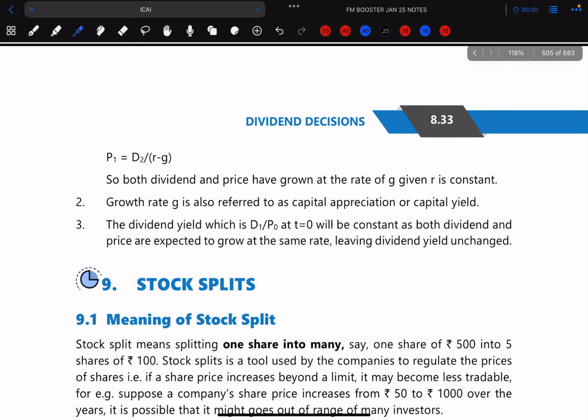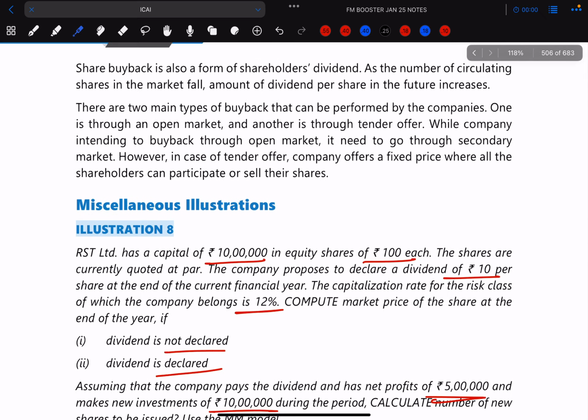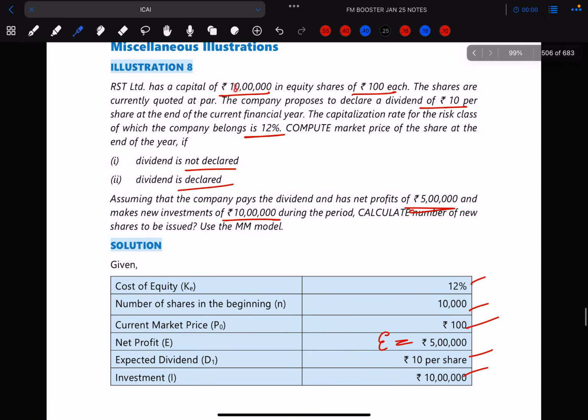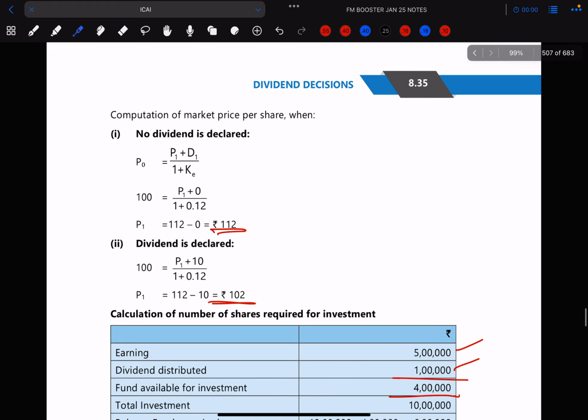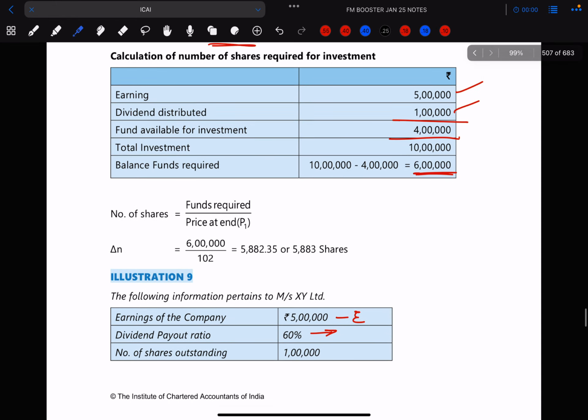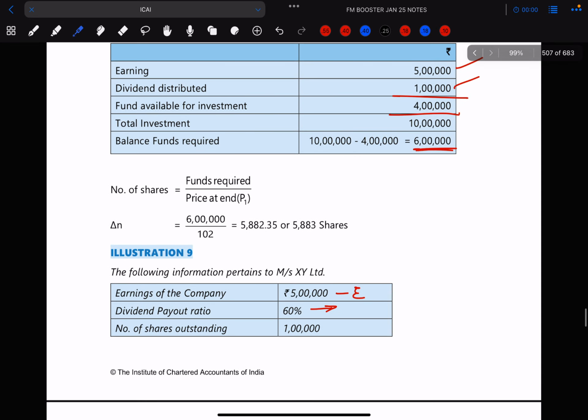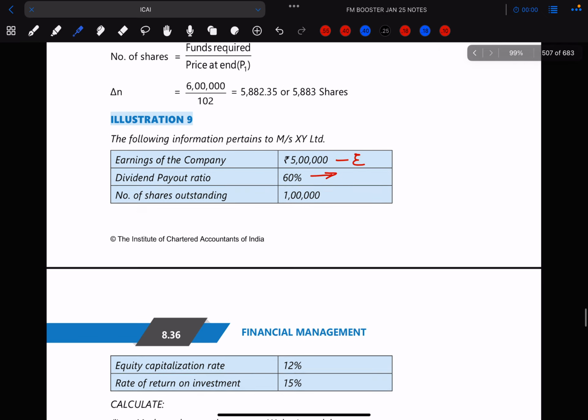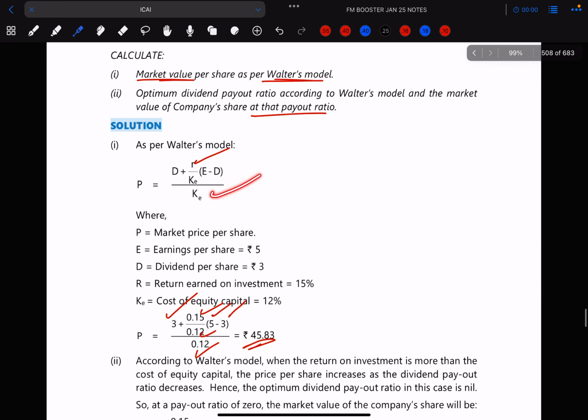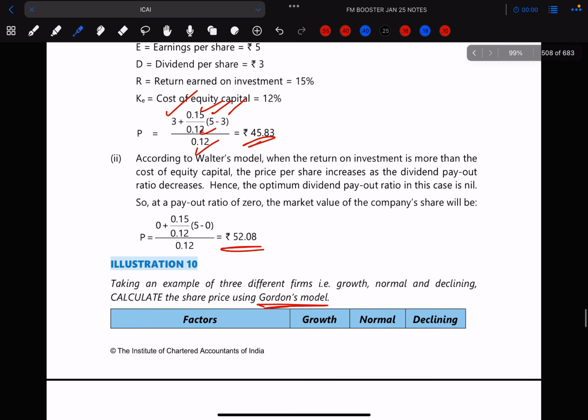Limitations. Stock split, share buyback. Okay, miscellaneous. This one, the same thing that we have studied before, like when you declare a dividend and when you do not declare a dividend, the first question. Okay, and this one is dividend payout ratio. Right, this one is also the same thing, bro. Nothing to worry.